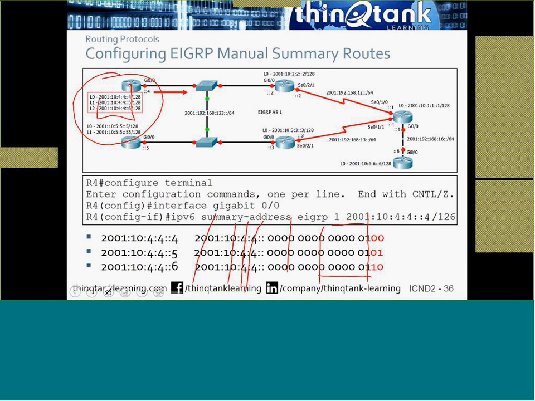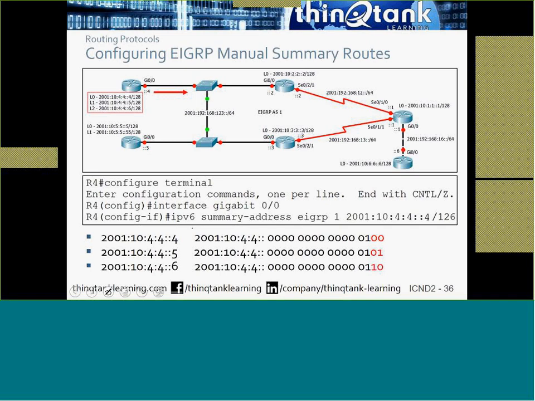right? Well, there's a whole bunch in between, too. Remember, the :: represents a whole bunch of zeros. This is the host portion. This is the network portion. In the end, it ends up being 126 bits that are the same. Mathematically, summaries in EIGRP are calculated exactly the same way that they're calculated in IPv4, because we're dealing with binary. Even though the address is written in hexadecimal versus decimal, ultimately we're dealing with binary addressing.